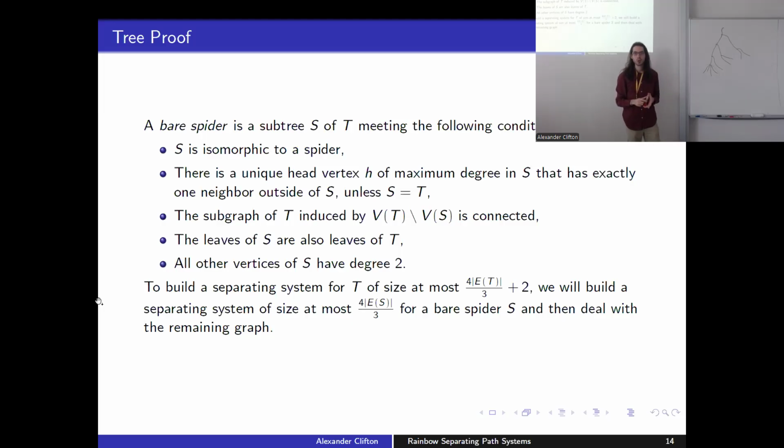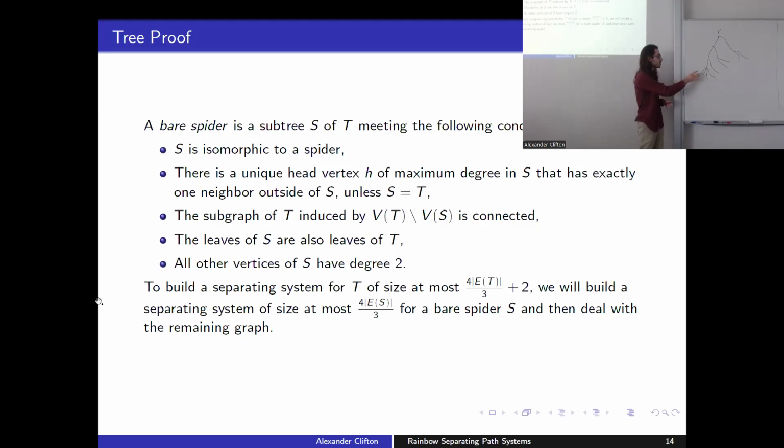And the only thing I need to do is make sure that the pieces that I'm removing, the paths that I'm adding, are not so big. So if I remove E edges, I don't want to use more than 4E over 3 paths. And I also want to make sure that I'm doing this in such a way that the paths I use to handle these will be enough to separate these edges from those that remain in the graph that are handled later. So the formal definition of a bare spider, it's a subtree that's isomorphic to a spider.